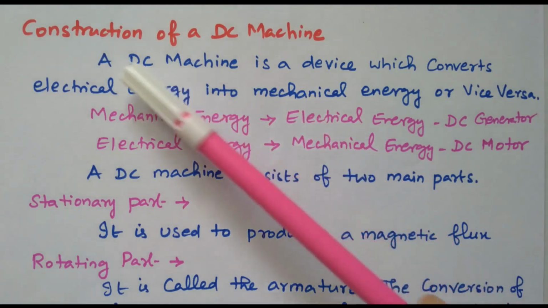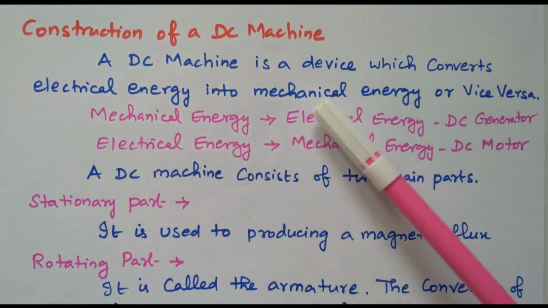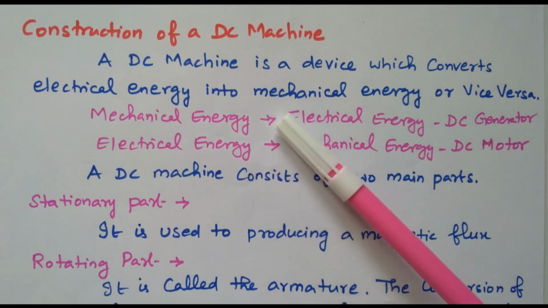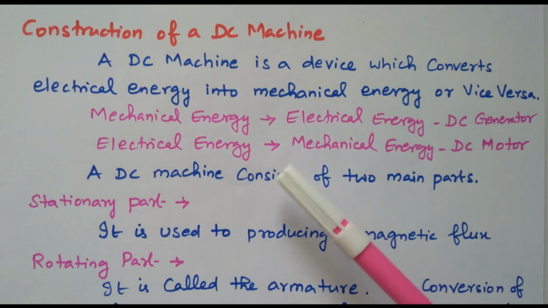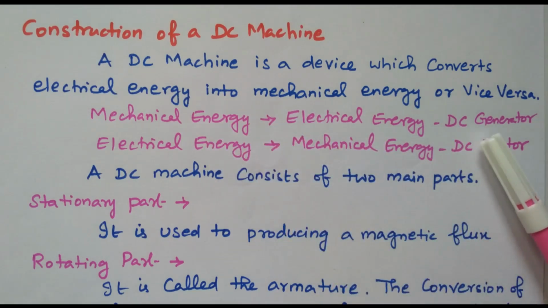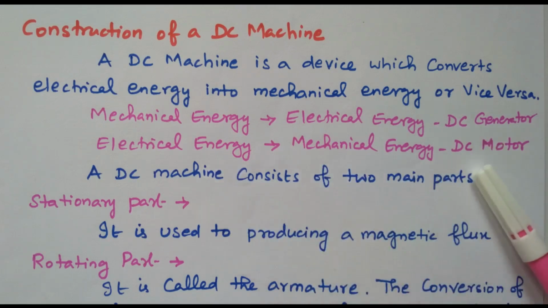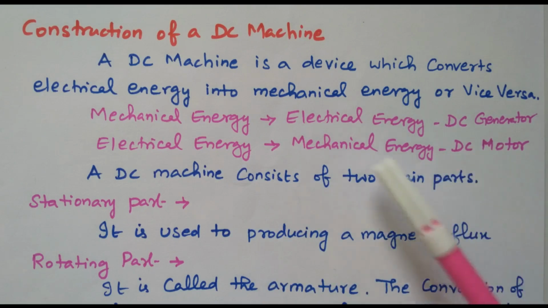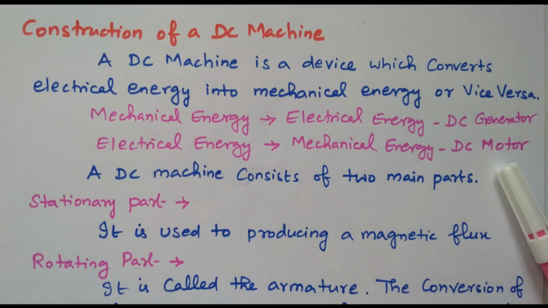Now we will go to the topic, construction of a DC machine. The DC machine is a device which converts electrical energy into mechanical energy or mechanical energy into electrical energy. While converting mechanical energy into electrical energy, it is called a DC generator. While converting electrical energy into mechanical energy, it is called a DC motor.